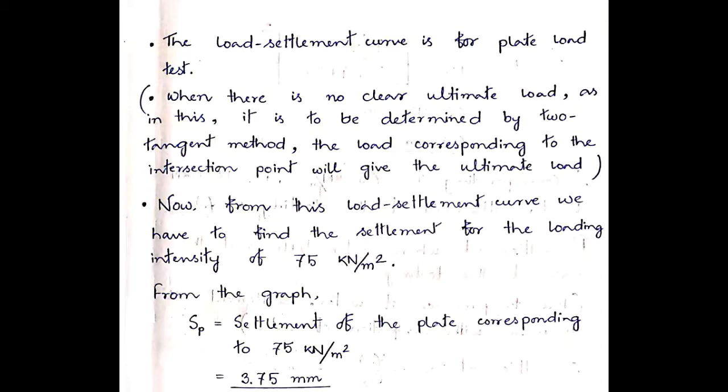Settlement of the plate was seen as 3.75 mm corresponding to the load intensity of 75 kilonewton per meter square. From the same curve, we can find out the ultimate load. If there is a clear ultimate load, we can take that value. If there is no clear ultimate load, we have to draw tangent and take the corresponding value.